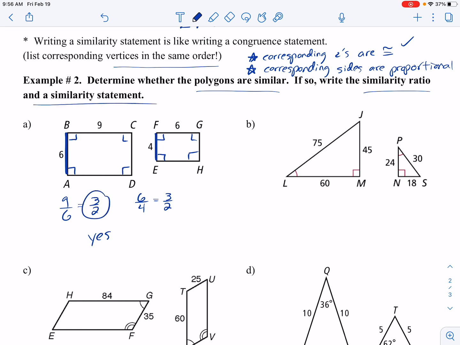And let's write the similarity statement. A, B, C, D is similar to E, F, G, H. Okay. Just make sure the sides are in correct order, right? So if I listed AB right here, it's in the same position as EF or FE.